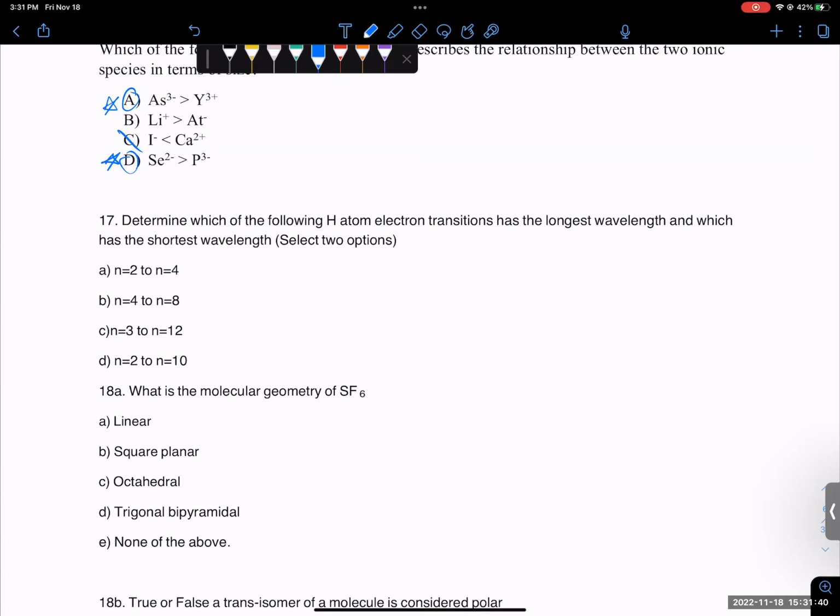So for this one, you kind of have to think: if it's absorbing a photon, the one that's going to have the highest energy is going to be pushed out from a lower energy level. So the highest energy photon is going to be able to eject electrons from the lowest energy level. What I like to do for this type of problem is reverse the energy level. So this one goes from 4 to 2. This one goes from 8 to 4. This one goes from 12 to 3. And this one goes from 10 to 2.